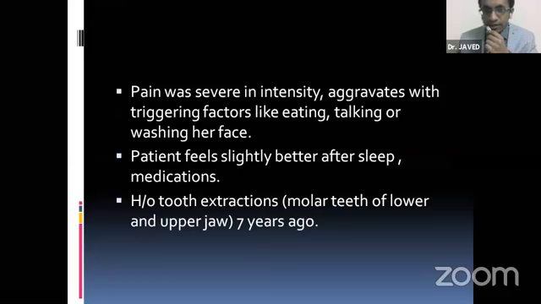The pain was severe in intensity, aggravated by triggering factors like eating, talking, or washing her face. The patient felt slightly better after taking a nap and her medications. History of tooth extractions: the molar teeth of the lower and upper jaw 7 years ago.